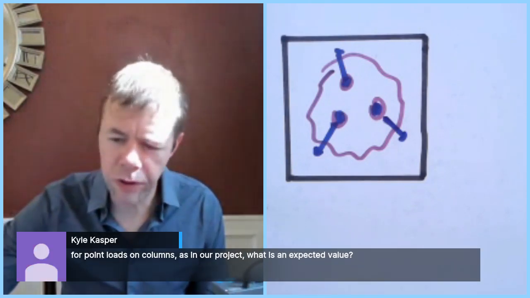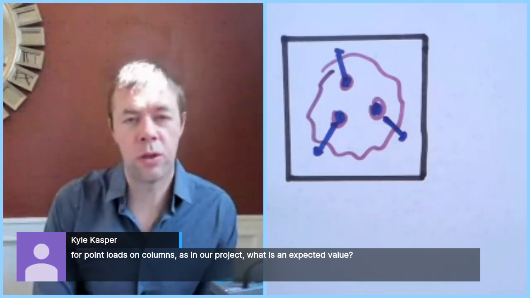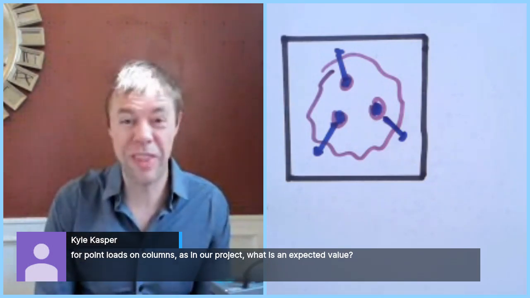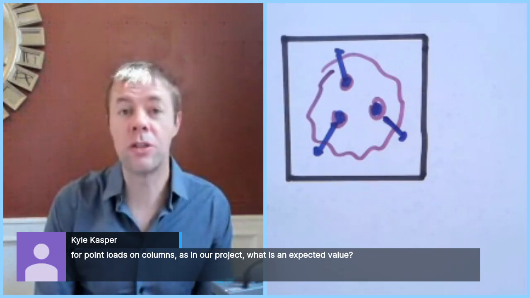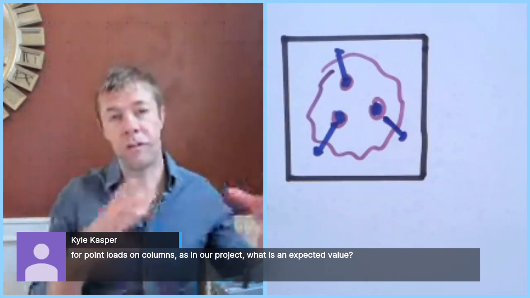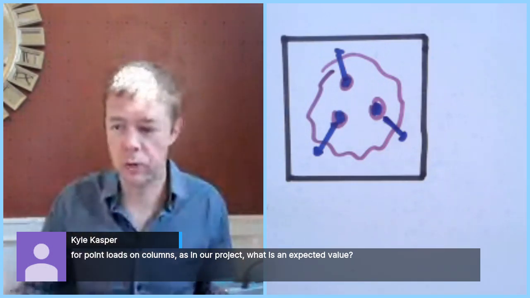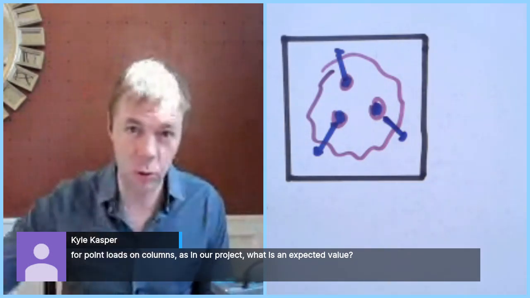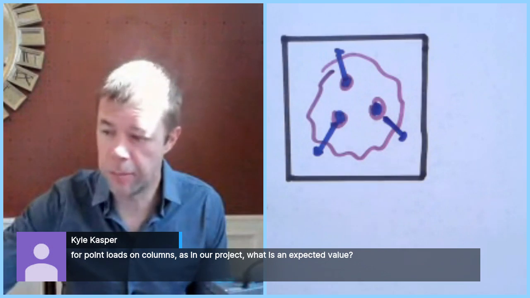Kyle wants to know what an expected value is for the point loads on our columns in our project. It's going to really depend on what your column spacing is. So in a building in general, it just depends on the column spacing. But they can get massive, dude. I mean, they can get very, very large. If you have columns that are further apart, then those loads are going to go up. If you have columns that are closer together, the loads are going to go down. Don't worry. Columns are usually really strong, and you don't have to worry about designing those. You'll learn about that coming up.